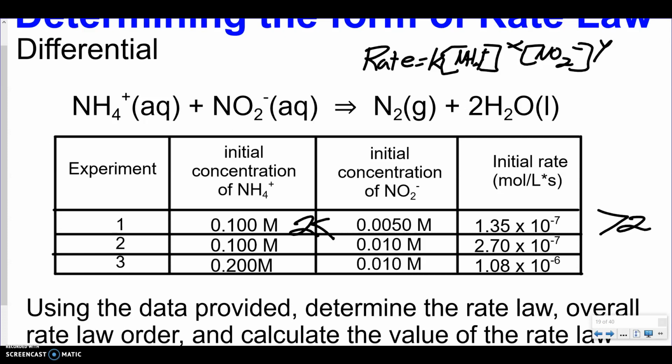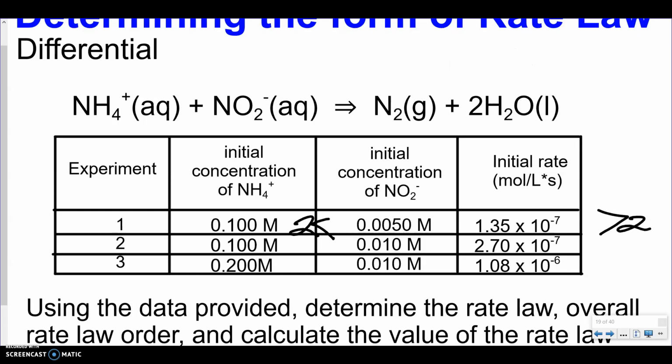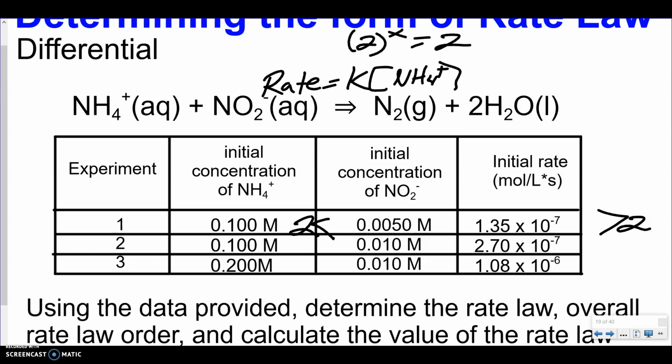So what I want you to think about here is this: 2 to the x equals 2. Well, what is x? x must be 1. So that means when I'm writing my rate law, rate equals k, I still don't know what NH4 is because I haven't looked at that, but I now know NO2, the way it changed, is to the power of 1.